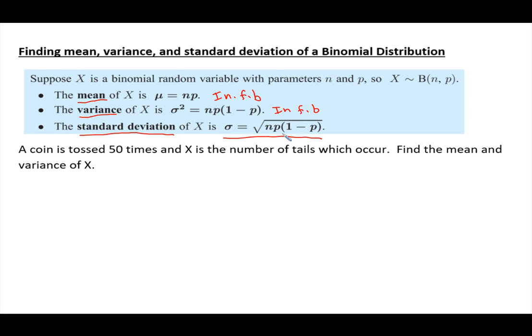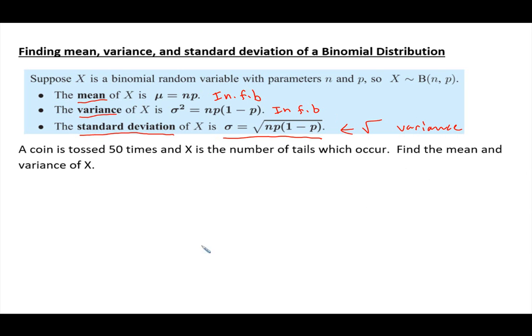This one right here is not in the formula book, so you have to remember it to get the standard deviation. Basically, all you're doing is square rooting the variance. So just remember, to get standard deviation, you square root the variance.